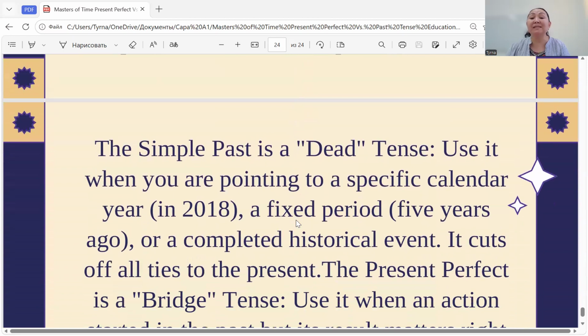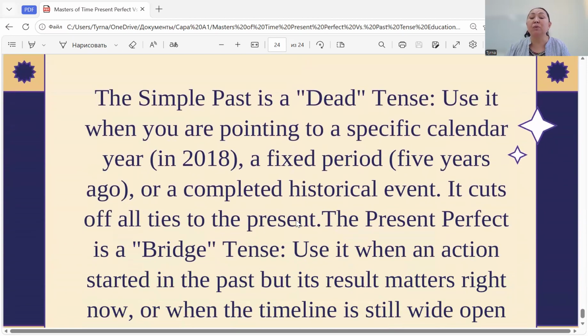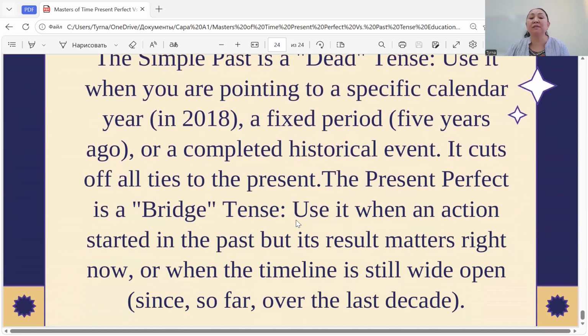The simple past is the dead tense, used when you are pointing to a specific calendar year, in 2018, a fixed period, five years ago, or a completed historical event. It cuts off all ties to the present. The present perfect is a bridge tense. Use it when an action started in the past but its result matters right now, or when the timeline is still wide open: since, so far, over the last decade.